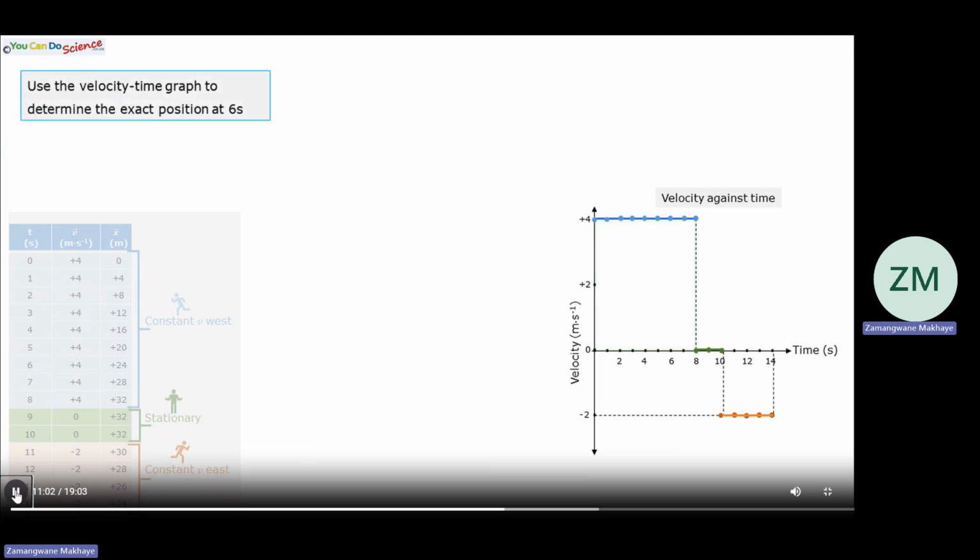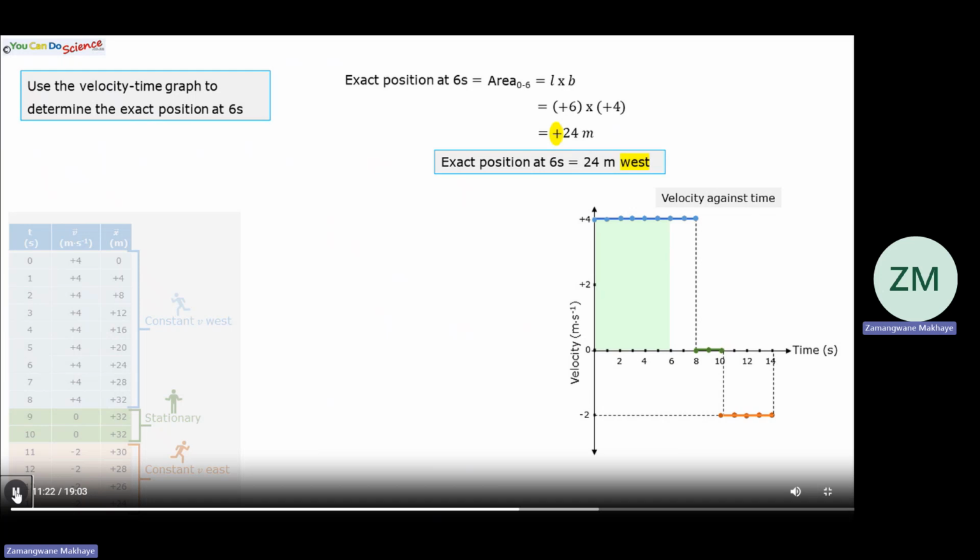The exact position of Carl after moving for 6 seconds can be determined from the velocity time graph. Always start with an equation. Then substitute the values. Then you do the calculation. The calculated position is 24 meters west from the starting point, and it corresponds with the value on the table.